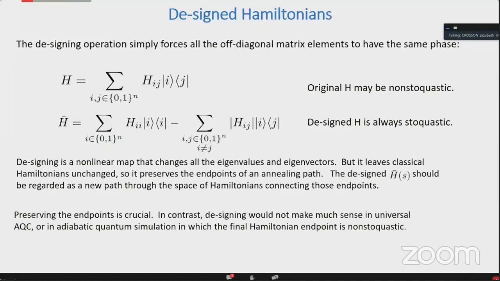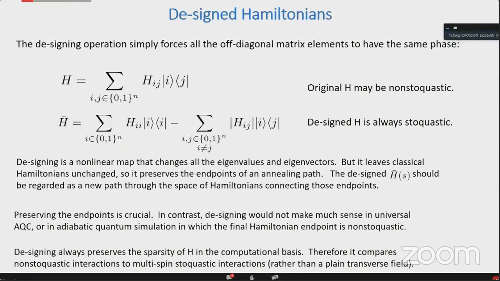So designing would not make much sense to consider in universal AQC, where the final Hamiltonian wouldn't be preserved. Or say you were doing adiabatic quantum simulation and you were trying to prepare the ground state of a final Hamiltonian that is itself non-stochastic. Well, then it wouldn't make sense to consider this mapping. It's really specialized to this optimization setting.